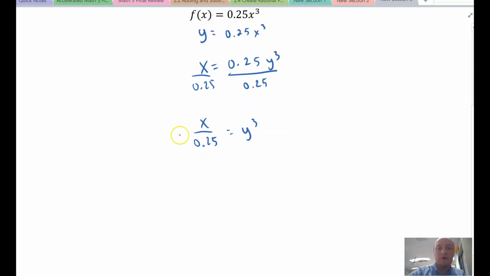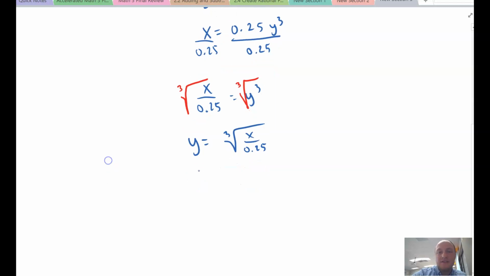Got to solve for y. How do I do that? Well, you take the cubic root. Notice the index on this radical is 3, which just means we're taking the third root. So we get y is equal to the cubic root of x divided by 0.25, and this is our inverse function. F inverse of x is equal to the cubic root of x divided by 0.25.